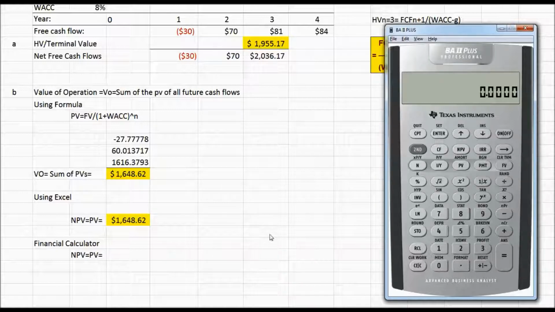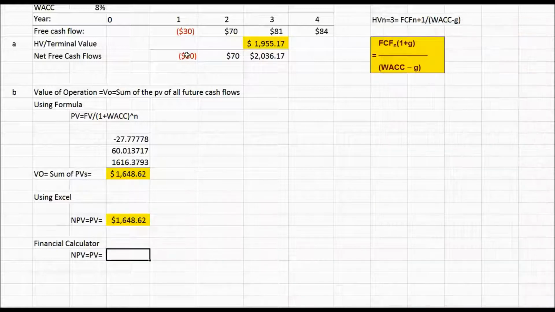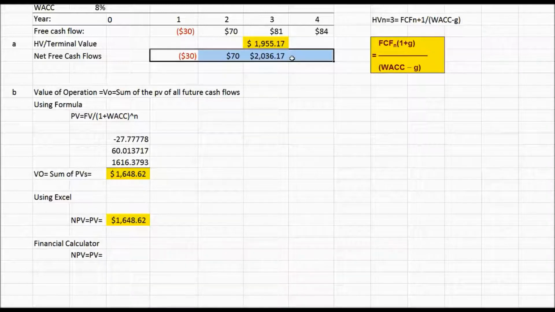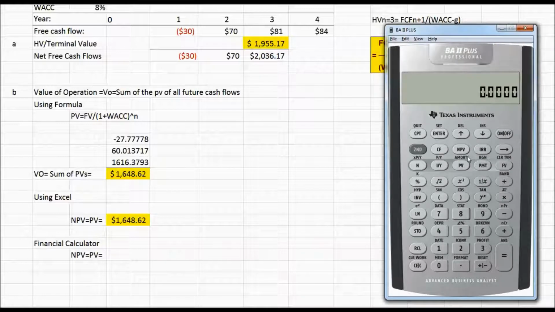Okay, so we have uneven cash flows. Okay, 30, 70, and 2000. So we normally use these 5 keys to find the present value, future value, payments, interest rate, or the number of periods. But in this case, we're going to be using the cash flow worksheet. Okay.